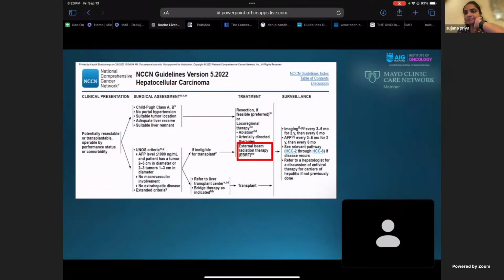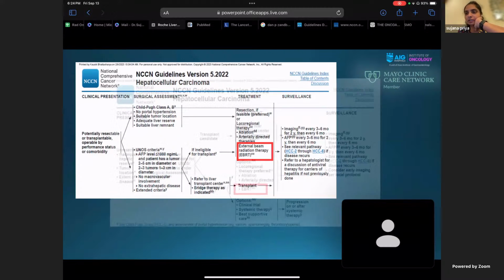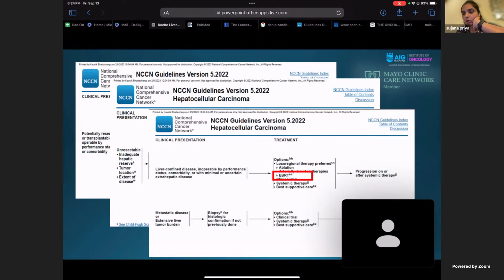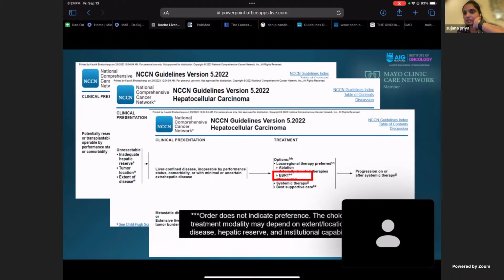If you look at the NCCN guidelines, even the latest guidelines, this is an old presentation of mine, but even the latest guidelines clearly mention a role of external beam radiotherapy in patients who are ineligible for transplant upfront. So everywhere in hepatocellular carcinoma, the role of SBRT or EBRT has clearly been mentioned as a non-local treatment. But like I said, order doesn't indicate preference.